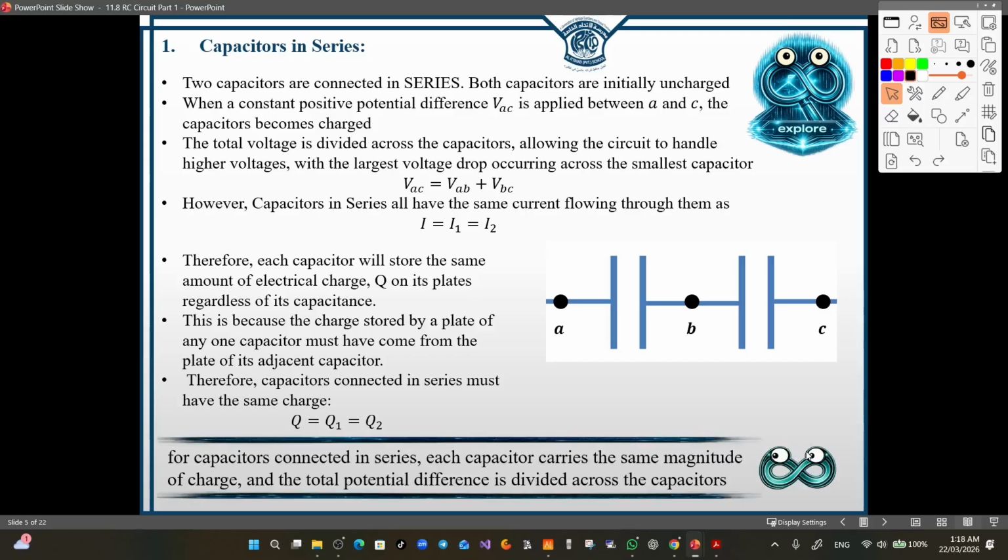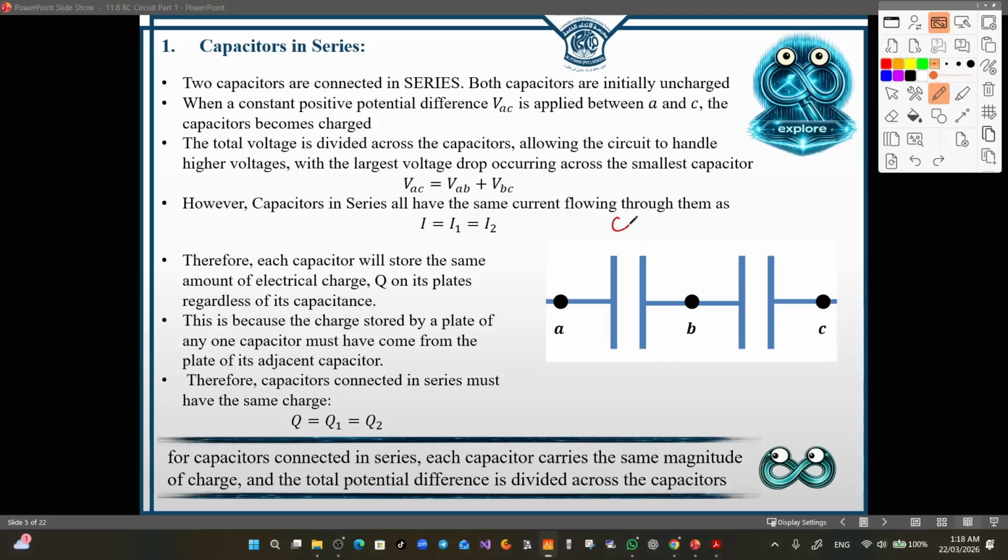So as a result, for capacitors connected in series, each capacitor carries the same magnitude of charge, and the total potential difference is divided across the capacitors. For simplicity, I can write that Q1 equals Q2, but VAB doesn't necessarily have to be equal to VBC. However, the addition will always be equal to the total potential difference across the two capacitors, or the capacitors that are connected in series.